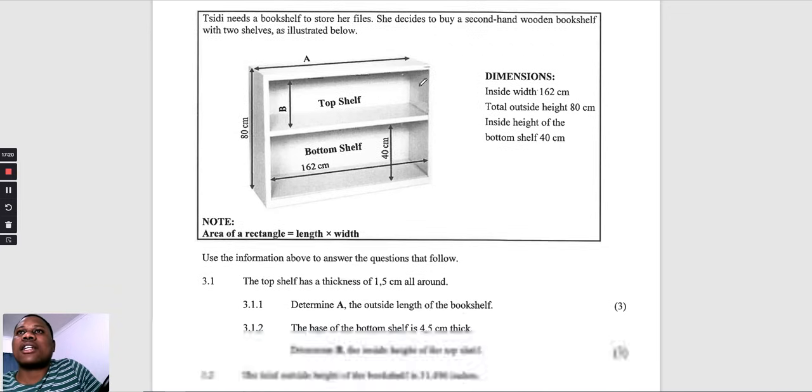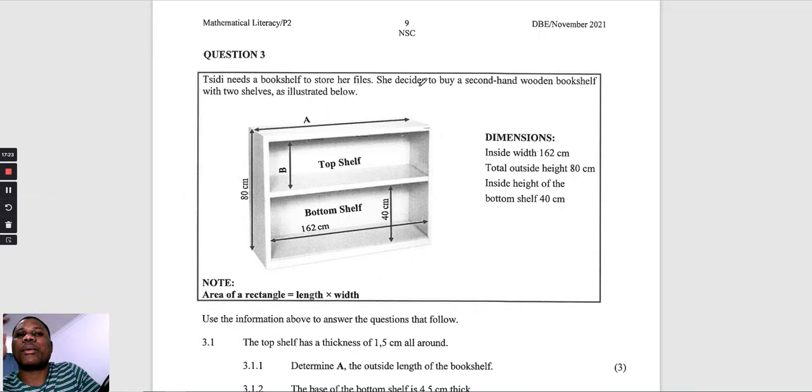So we read the statement. Tilly needs a bookshelf to store her files. She has decided to buy a second-hand wooden bookshelf with 2 shelves as illustrated below. So we can see we have the top shelf, we have the bottom shelf. Then the dimensions, as mentioned there: inside width is 162 centimeters, total outside height is 80 centimeters.